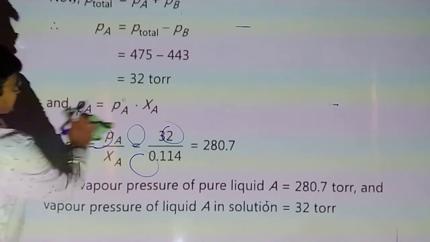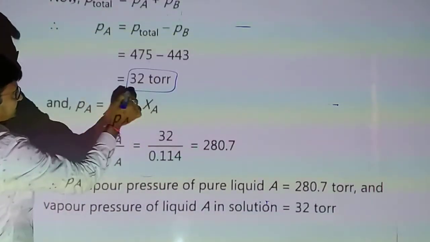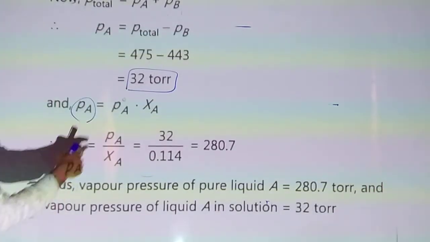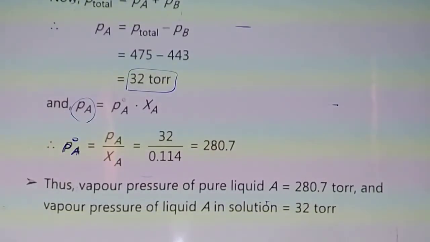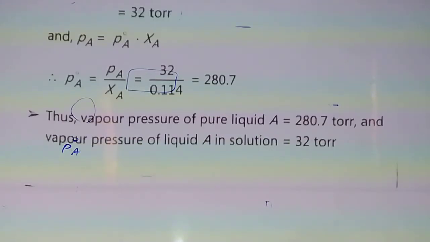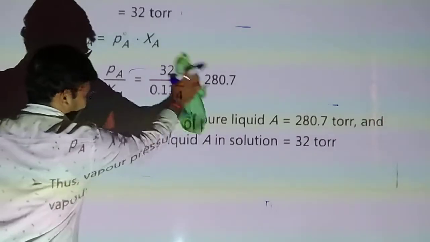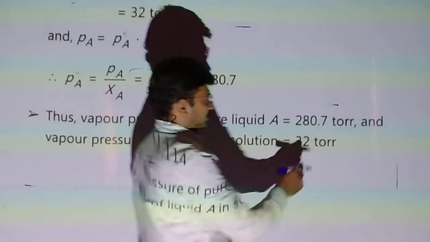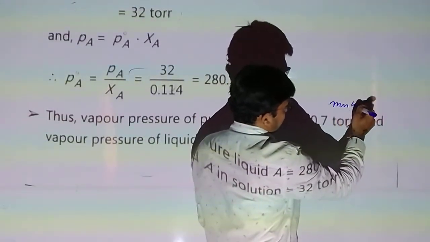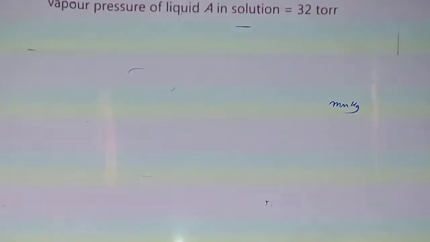Now PA is equal to P degree A into XA. Put down the derived value of PA here. So P degree A is equal to PA upon XA, so 280.7. So the vapor pressure of the pure liquid is 280.7 torr, and torr and millimeter are both the same. And the vapor pressure of the liquid is 32 torr.